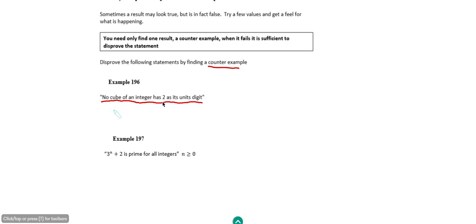So we might look at 2 cubed. We'll start with that one and we'll see 2 cubed is 8. That fits in with the statement. But then if we try 3 cubed, we get 27. That still doesn't have 2 as its units digit. We continue to try a few of these. So 4 cubed, we get 64. That's still okay. We've still not disproved it. But we keep going.